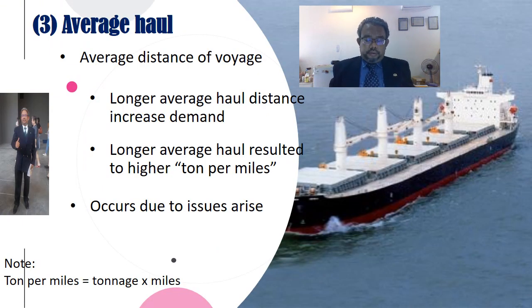The third variable that affects demand of maritime transport is related to average haul and ton miles per vessel. Ocean vessel demand is determined by the precise metrics of distance that the vessel takes to complete a voyage from point A to point B.